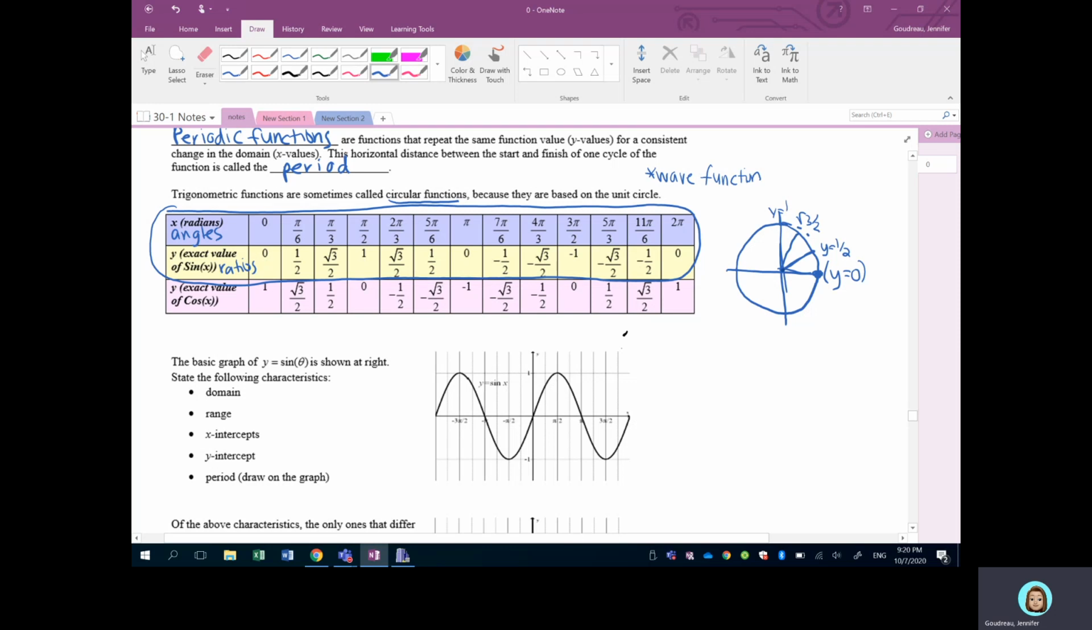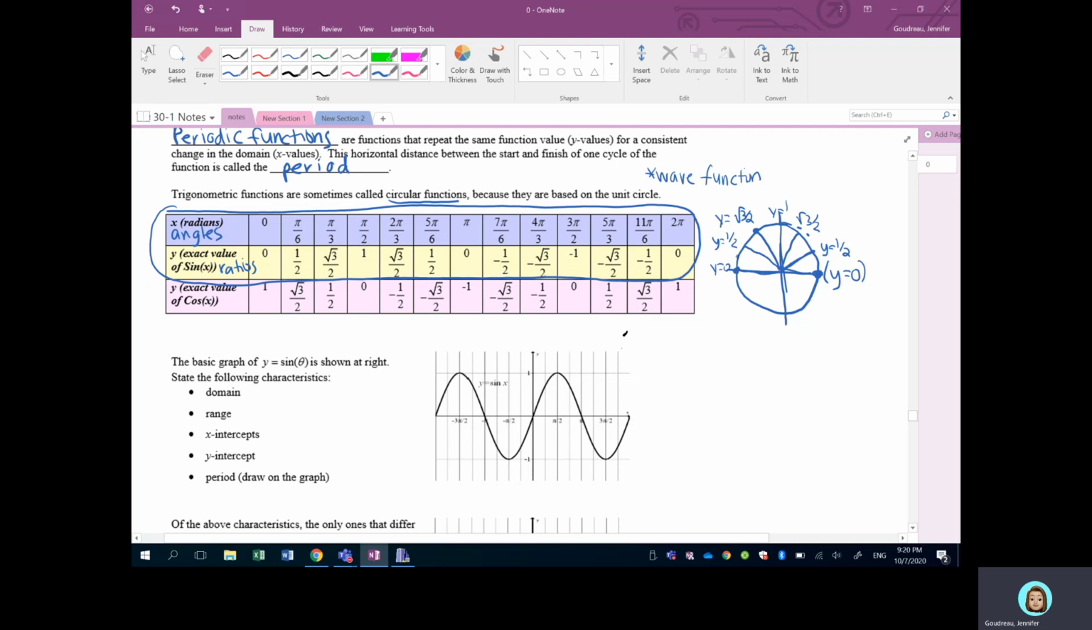As we continue into quadrant 2, our next angle is 2 pi over 3. And at 2 pi over 3, you'll notice that because we're looking at the y value, it's still positive. And that y value is root 3 over 2. Then we're going to look at 5 pi over 6, and the y value is back at 1 over 2. And then we get to pi, and we're back at a y value of 0.